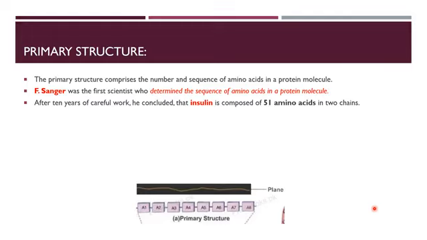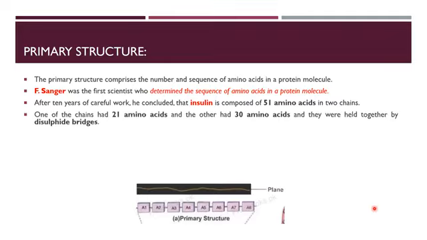He said that insulin is made up of 51 amino acids arranged in two chains. One has 21 and the other has 30 amino acids, and these two chains are held together by the disulfide bond. Then hemoglobin: its structure, or sequence, was determined by Vernon Ingram.